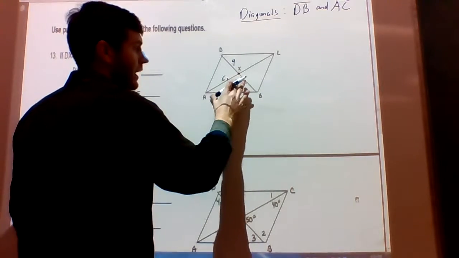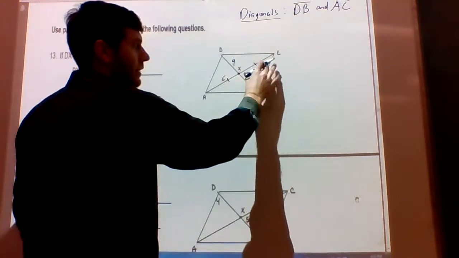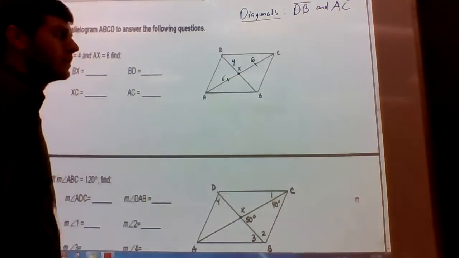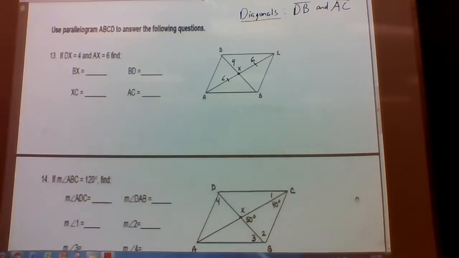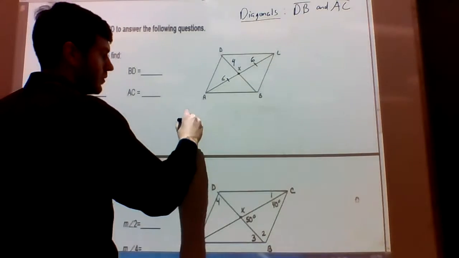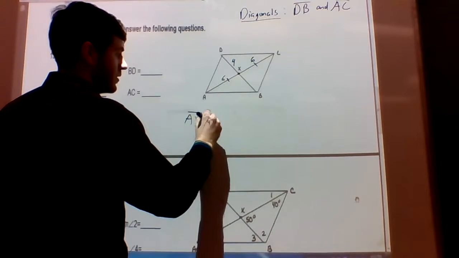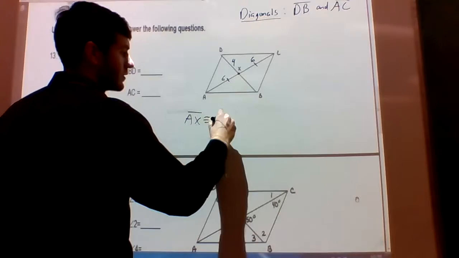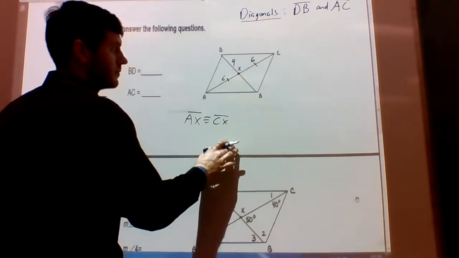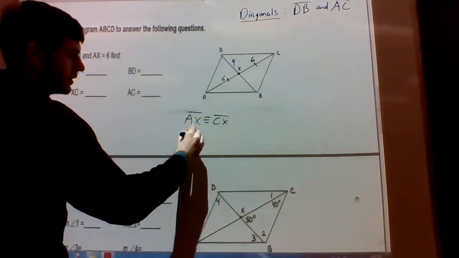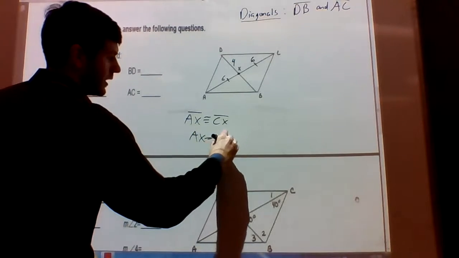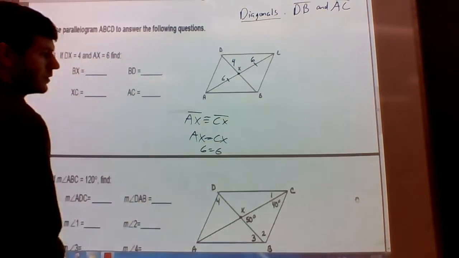So if AX is 6, XC is also going to be 6, because we know AX is congruent to CX. So we know AX is going to equal CX. So 6 is going to equal 6.